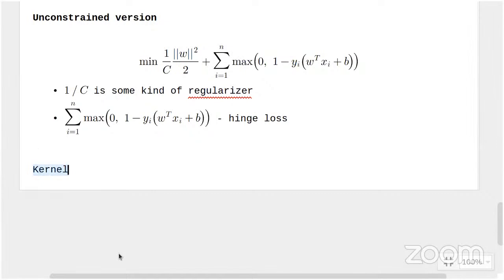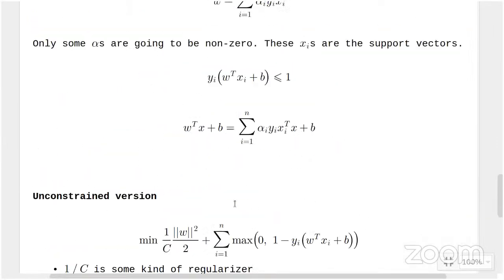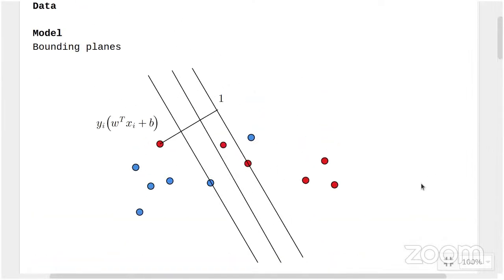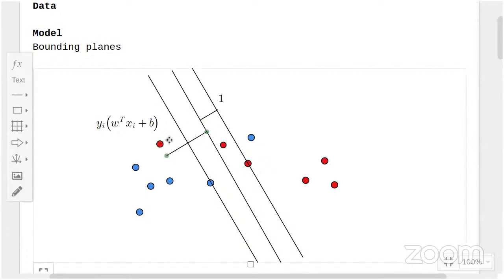I have one doubt. Before starting this, can you go to the diagram above? This distance of 1 is from this bounding plane till the decision boundary, right? Yeah. So if anything comes between these two, we don't have a misclassification. This red point is not a misclassification when it comes to inference. However, it will still contribute to the hinge loss.